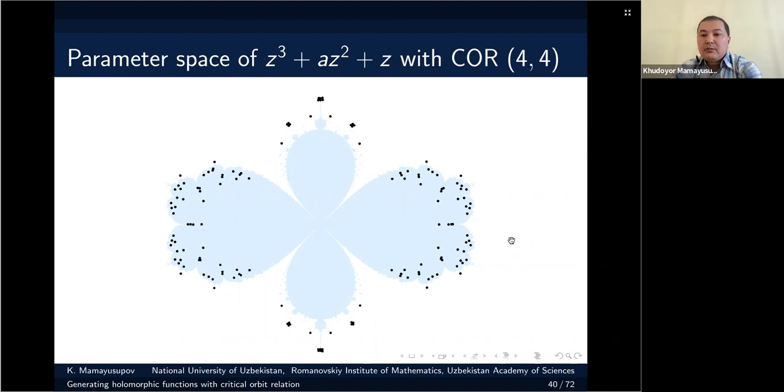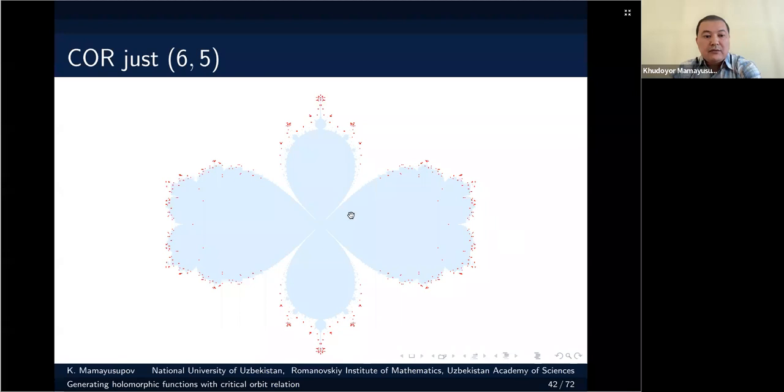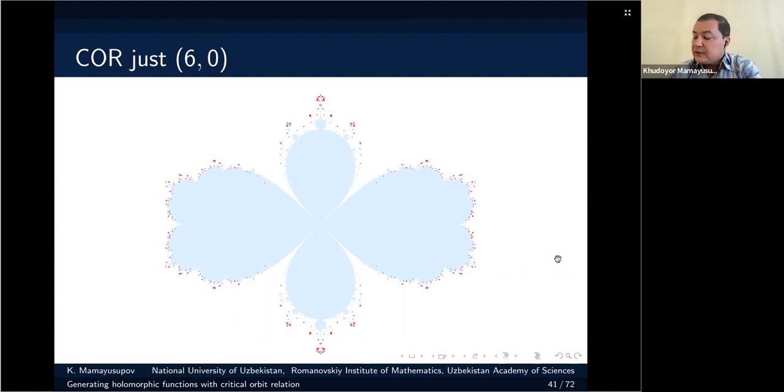Well, now I also did some more experiments and just took 6, 0. Here the red dot represents this, just 6, 0. And also I take 6, 5, for instance. For 6, 5, you see more inside the stable component. Actually, for the previous one, for 6, 0, you have 730 points. So it's the degree. And for 6, 5, you have 648 dots.